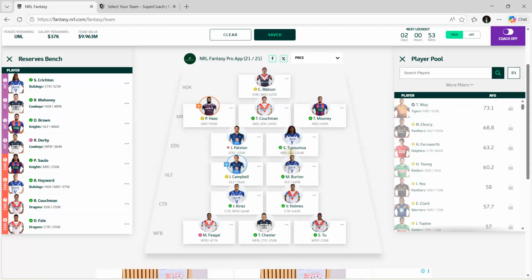Simple enough. Okay. So if we have, say, Mooney go down, well, the highest ordered middle is Sawler, followed by Haywood. Okay. If we have an edge go down, well, our highest ordered edge is Couchman, who's the only edge player we've got.